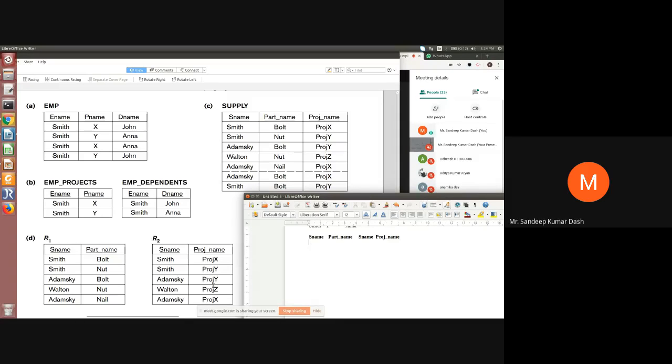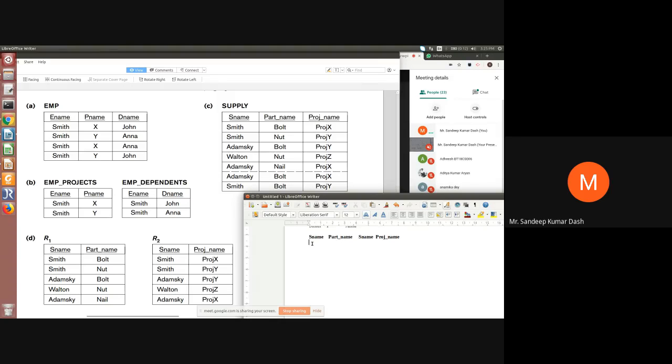That means the basic aim of this type of join is that it will try to find the common value out of the common column. Here the common column is S name. Each row will be compared together based on the value present in the common column. Here Smith will be checked in all the rows. Where Smith is there, once this matches, then the rows will be combined. Smith bolt will be combined with Smith project. That's why I am writing here.